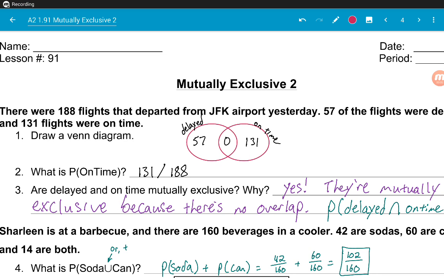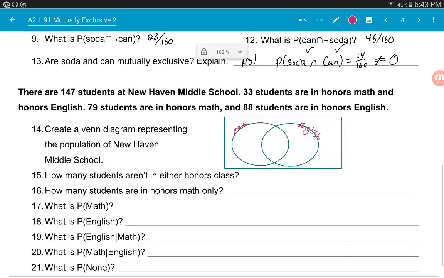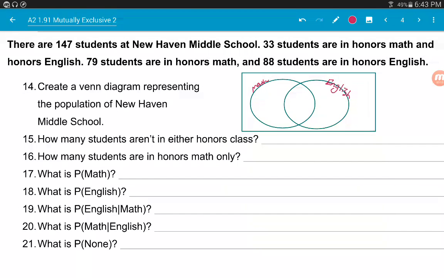Okay, here is a quick video on our 91st lesson, which is mutually exclusive 2. So we're talking about Venn diagrams again today, and I'm going to start off with this example down here about students at New Haven Middle School.